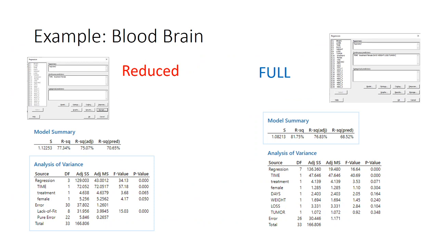So let's take an example, the blood-brain example. Over here on the left, I did the reduced model with just the 3 variables that I thought I needed, and I got the output. On the right, I did the full output. I put all 7 predictor variables in and got its output in terms of the model summary. Notice that the reduced has an R-squared of 77.34%, and the full, because I put more predictors in, has a higher R-squared. Since it has a higher R-squared, its error should be less: the sum of squares error of 3.446 will be less than the error of 37.802. So as one goes up, the other goes down.